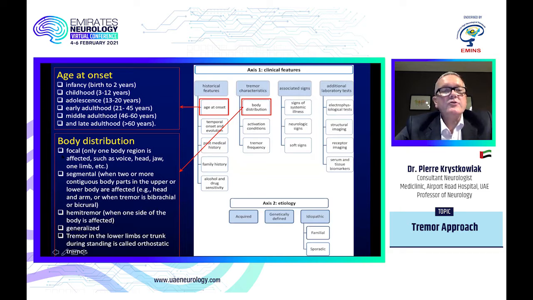So body distribution. The tremor can be focal when only one body region is affected, such as voice, head, jaw, one limb. The tremor can be segmental when two or more contiguous body parts in the upper or lower body are affected, for example, head and arm, or two arms or two legs. You also have the possibility of a hemitremor when one side of the body is affected. And of course, it can also be generalized. And by definition, tremor in the lower limbs or trunk during standing is called orthostatic tremor.